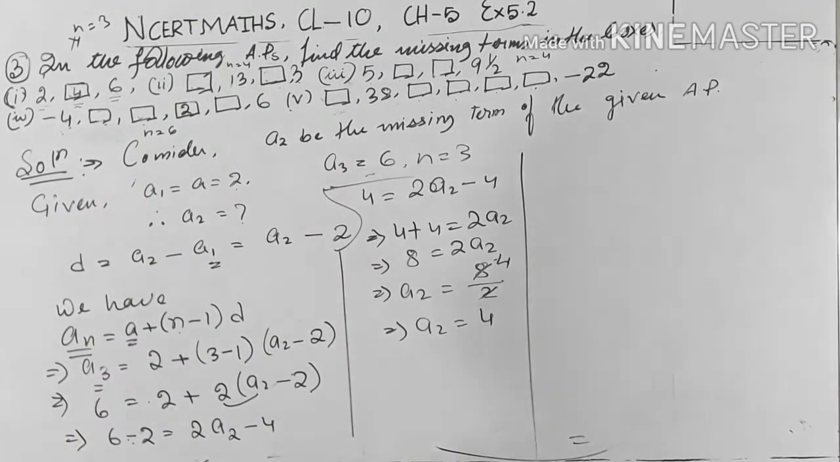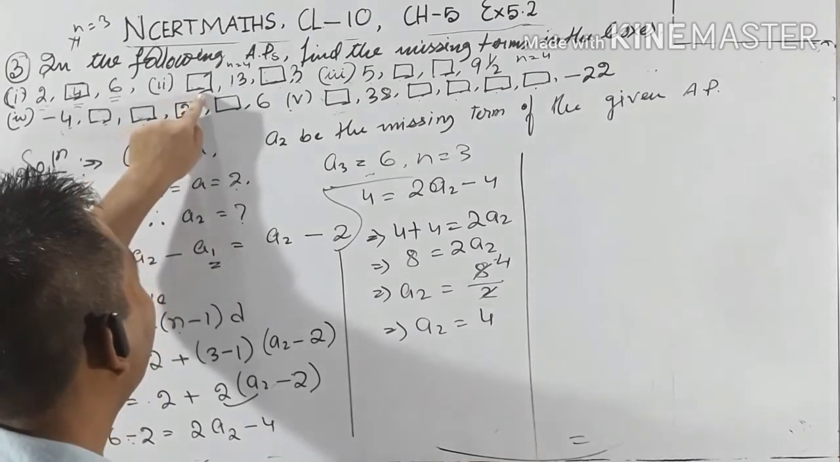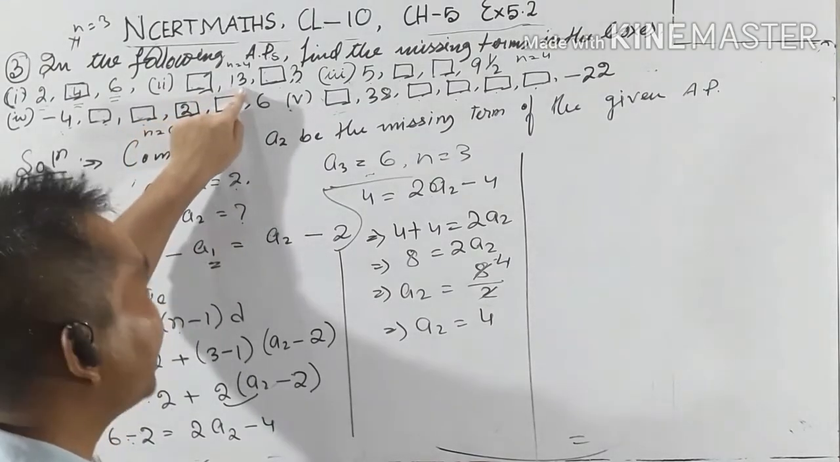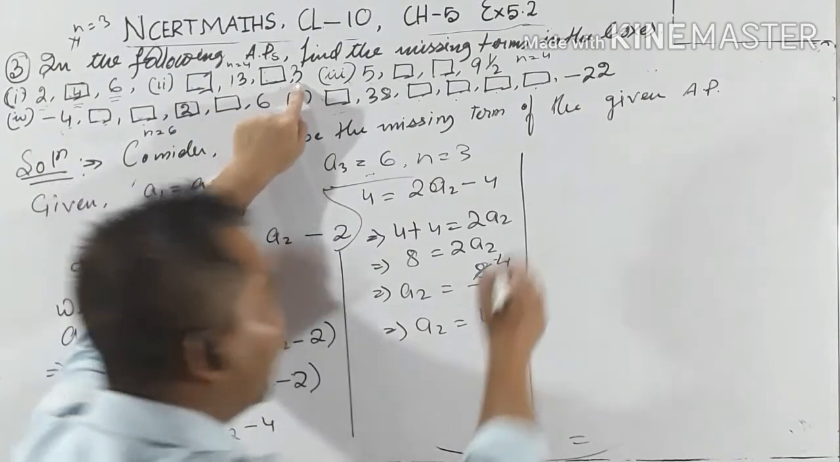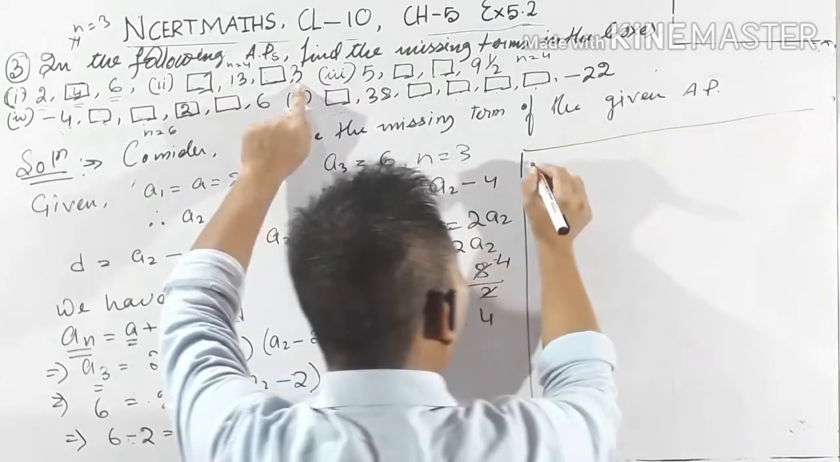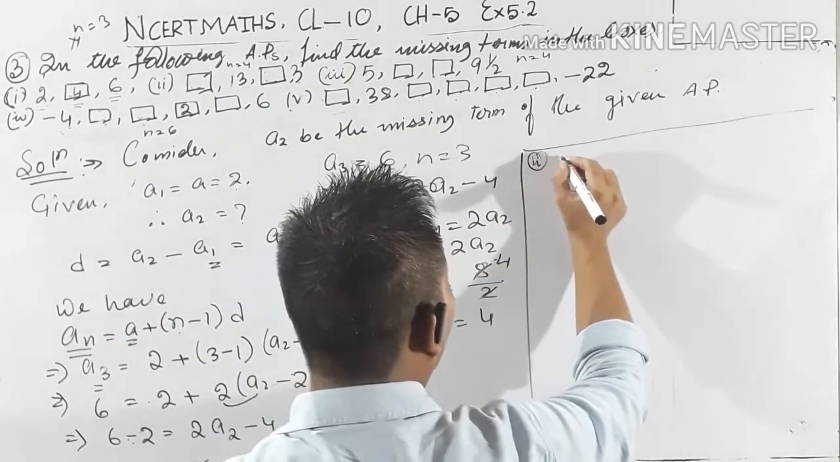What is the next one? The next one is Roman number 2. The first term is not given, the second term is given, the third term is not given, and the fourth term is given. So here also we have to assume. What do we have to assume? We have to assume the missing term, right?